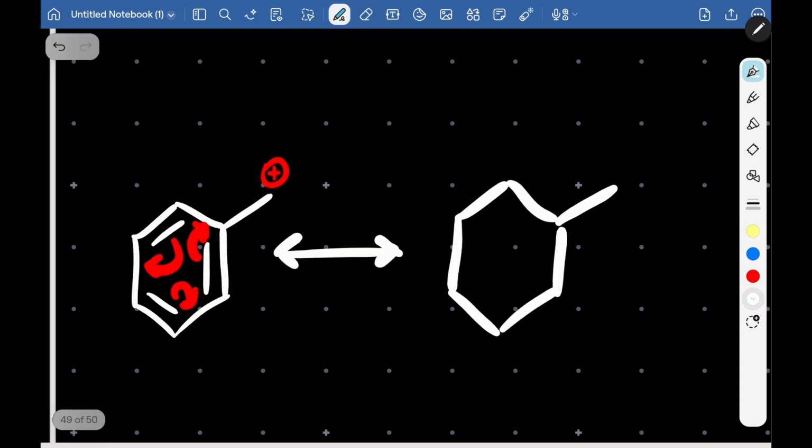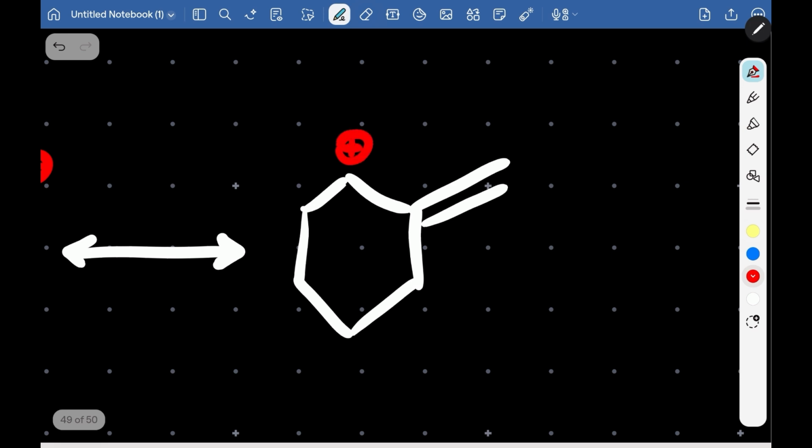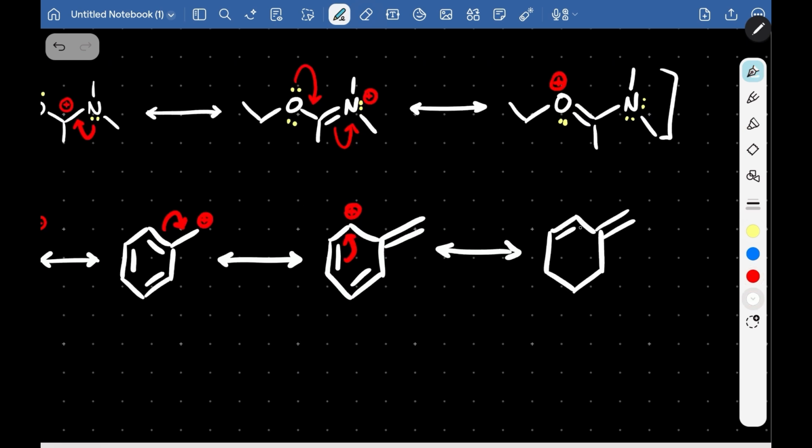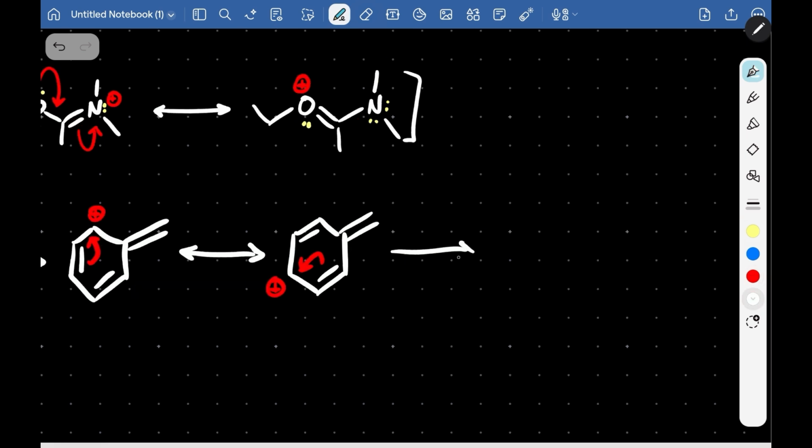It will be like this. Still positively charged. This is here, this is here, and this is here. And then the positive charge up here. Then we can move this to fill the hole up here. This goes up here, and the positive charge goes down here. But there's also this one, which can fill the hole. And there we go, that's the resonance structure.